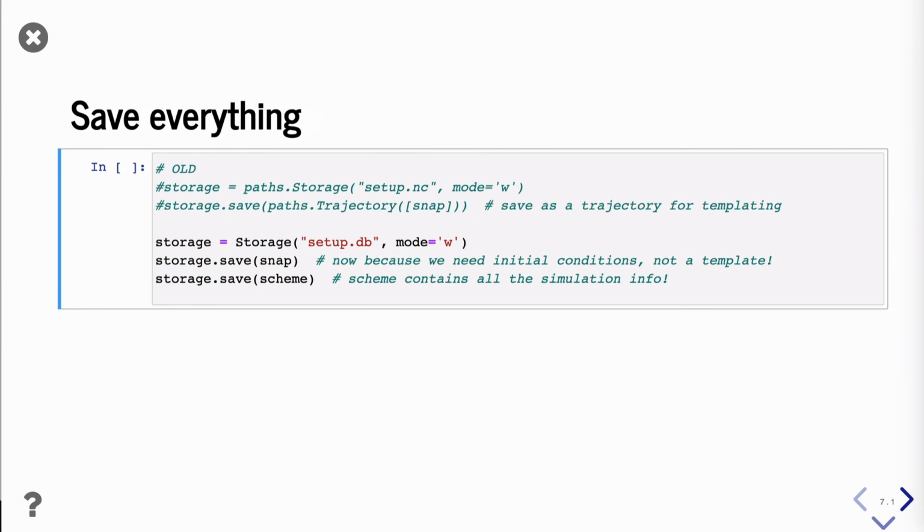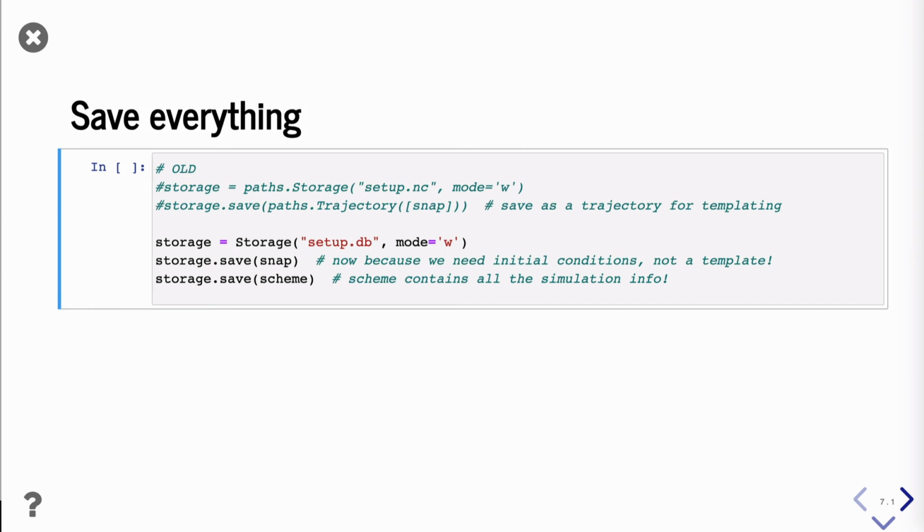Now we save everything. Again, there's a little bit of a change here. It actually is to make it easier for you. In the old storage, if you had any collective variables, you needed to save a snapshot as a template. If you're doing transition interface sampling, you also need to save a trajectory as a template. With the new storage, you don't need these templates anymore. So now what we do is we open the storage for writing using storage.setup.db. It's a DB file now. We save the snapshot, not because we need a template, but because we're going to use that as our first snapshot, our initial conditions, when we run dynamics.